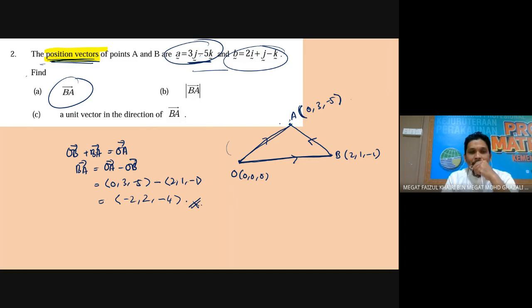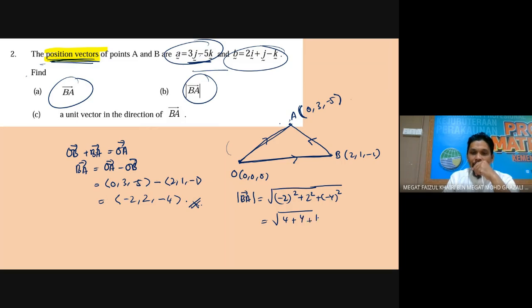Now to find the modulus of BA, the modulus of vector BA equals the square root of negative 2 squared plus 2 squared plus negative 4 squared. Negative 2 squared equals 4, 2 squared equals 4, negative 4 squared equals 16. So 4 plus 4 is 8, plus 16 is 24. So the modulus is the square root of 24.